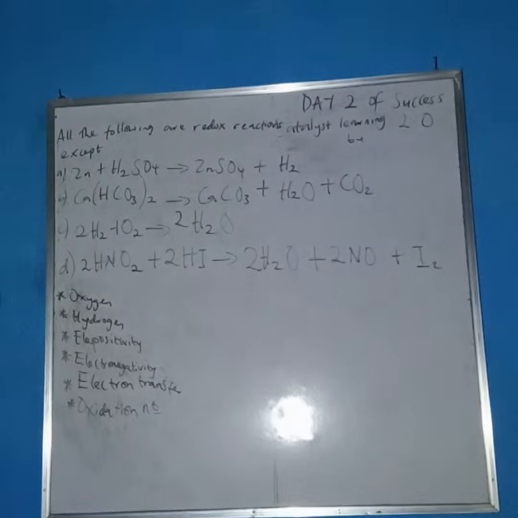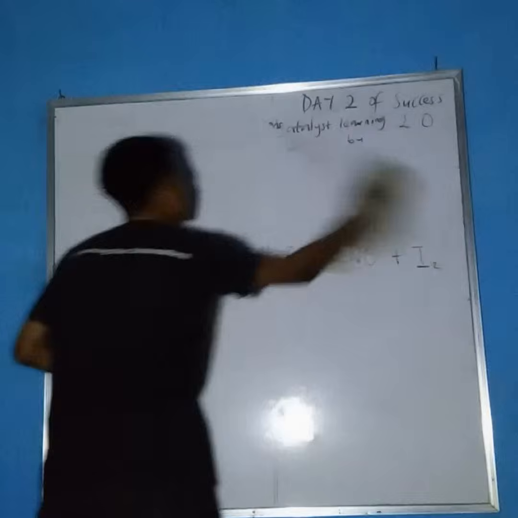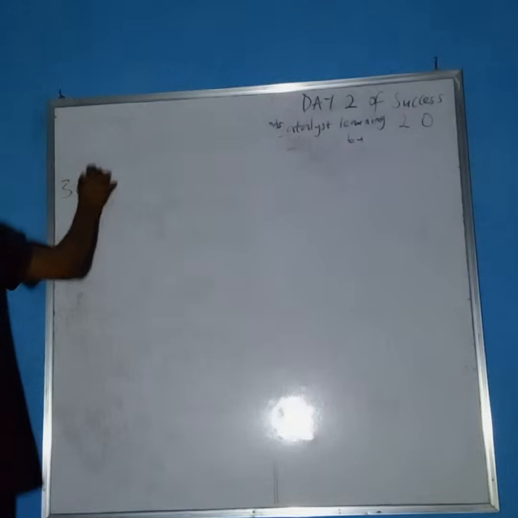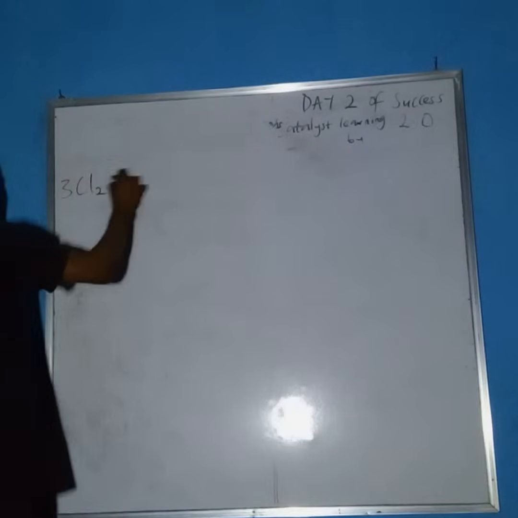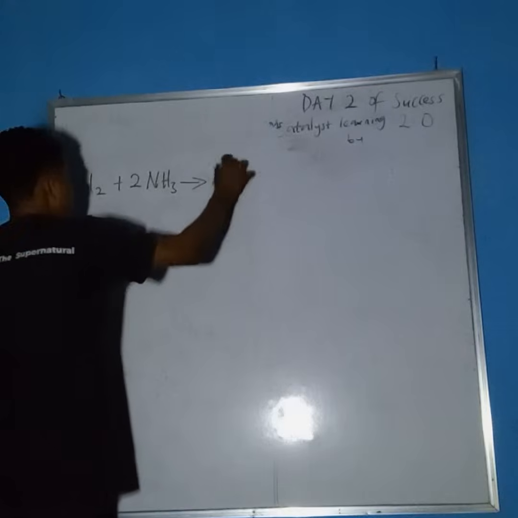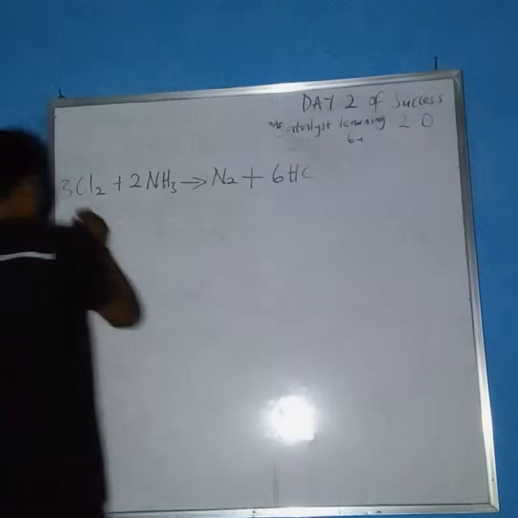So this is the last question. The last one says, this is it: 3CO2 plus 2 ammonia to give us what? N2 plus what? 6HCl.